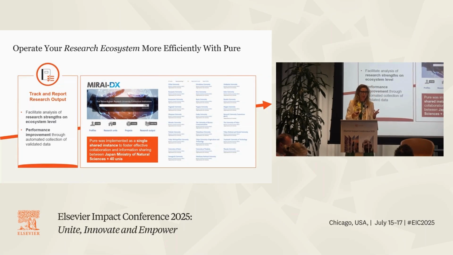And another example where the aim was to track and report research output is in Japan. In the case of Japan, PURE was implemented as a single instance, and the Japan Ministry of Natural Sciences and 40 institutions share this single instance. The aim is really to enhance collaborations between these institutions and look at their report on their joint performance.